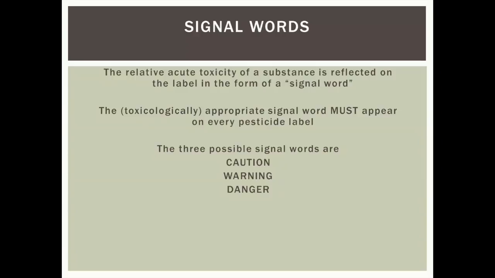Now let's talk about signal words. The relative acute toxicity of a substance is reflected on the label in the form of a signal word. The appropriate signal word must appear on every pesticide label. There are three possible signal words: caution, warning, and danger. Let's examine those more closely.